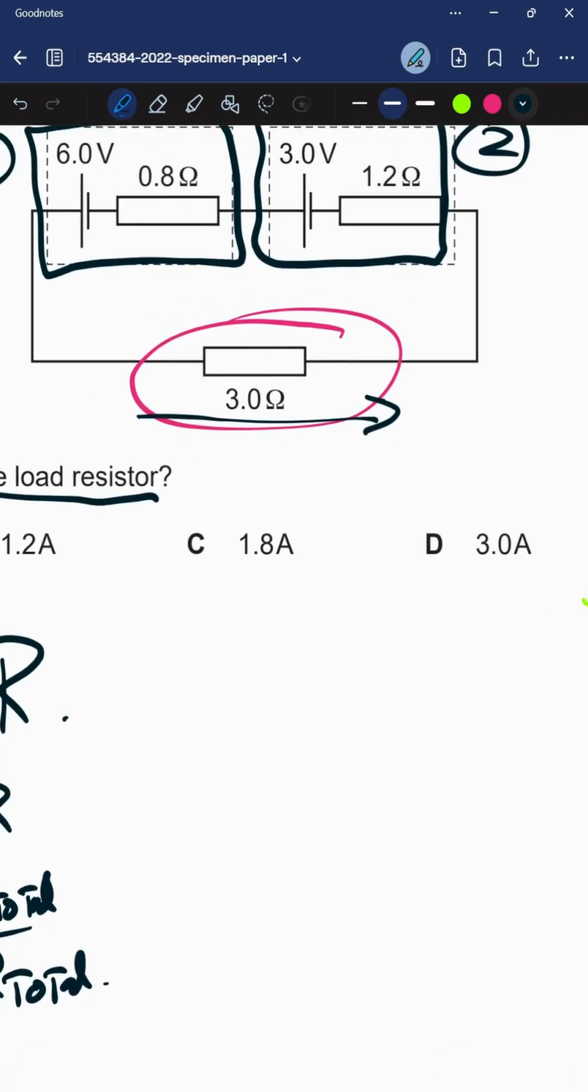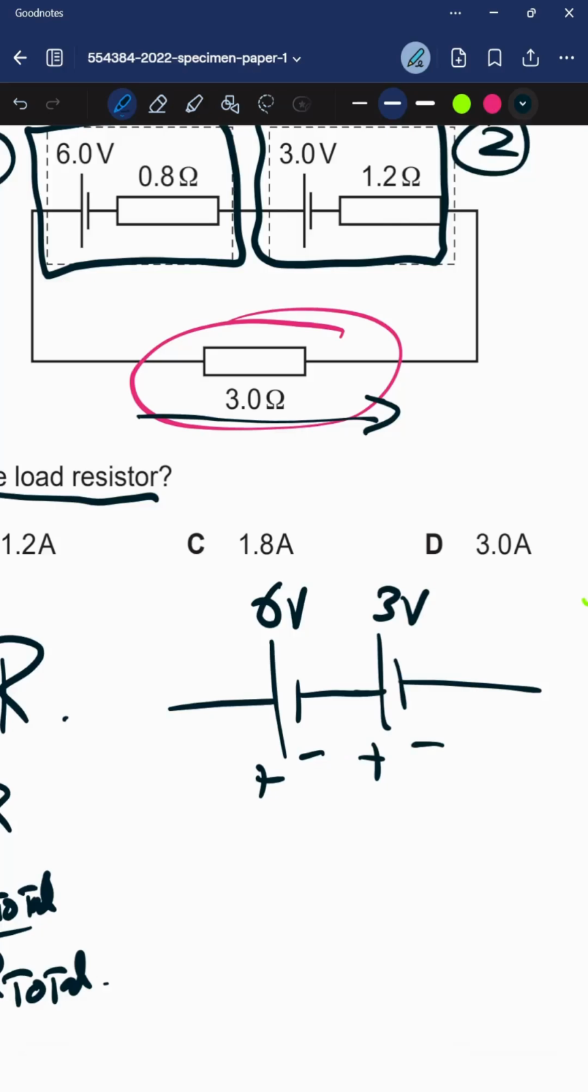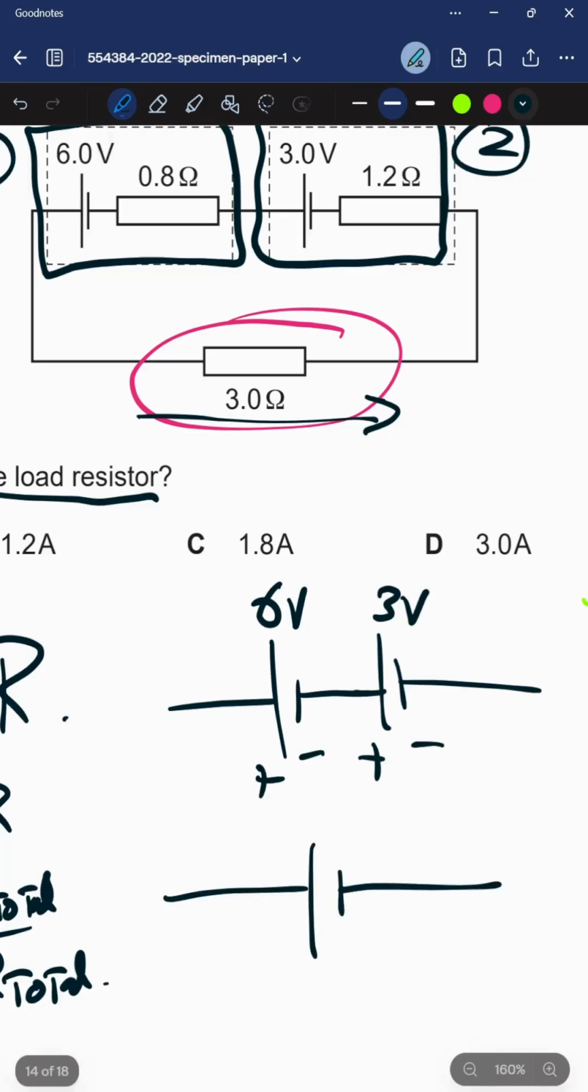If I check our two batteries, two EMF sources, ignore the internal resistance for some time and connect them directly, and you will see that they are connected in series, and this is 6 volts and this is 3 volts. Whenever batteries are connected like plus minus, they are in series, and the total EMF will be the sum of the individual EMFs, right? So the total EMF will be a bigger battery with 6 plus 3 is 9 volts.